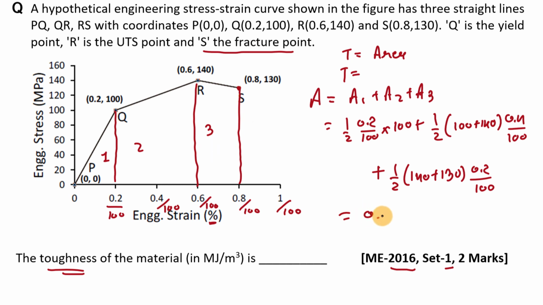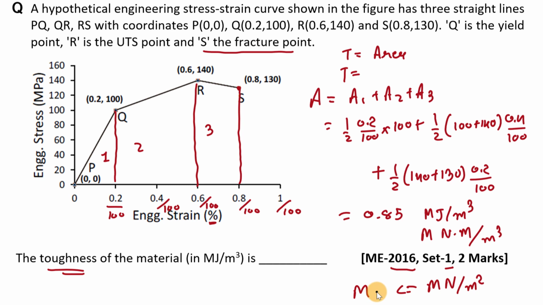This answer will be 0.85, and the unit of this area, or we can say the unit of this toughness, will be megajoule per meter cube. Why is this unit megajoule per meter cube? Here it is mega into joule, which is Newton into meter, divided by meter cube, so it is actually mega Newton per meter square, and we know that Newton per meter square is Pascal, so it is actually mega Pascal.